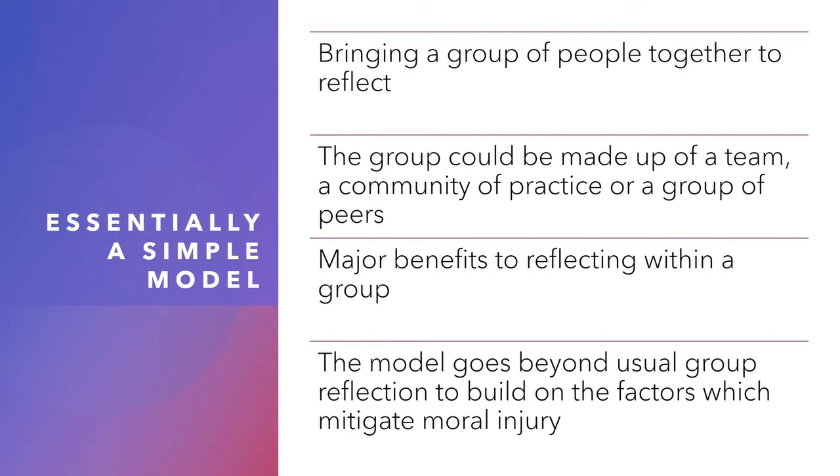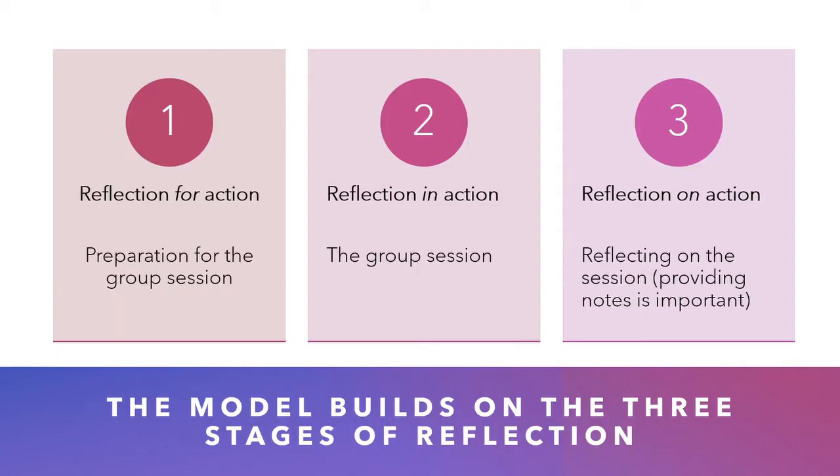It's a simple model, easy to develop. The reflective connections model builds on the 3 stages of reflection. So we know that to have really effective reflective practice, what we need to do is reflect before, during and after. So the phrases that are often used: reflection for action, in action and on action. So we're going to talk you through a reflective connections session using those 3 stages: reflection for the session, in the session and on the session.